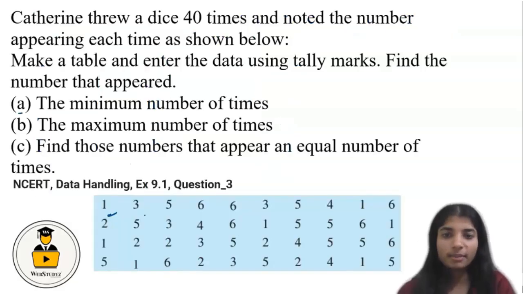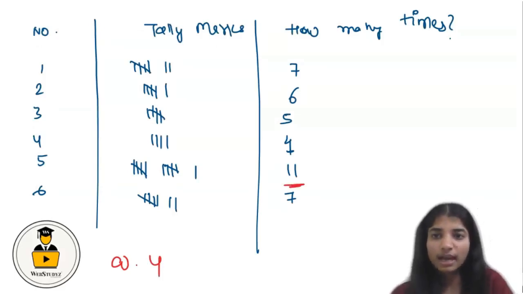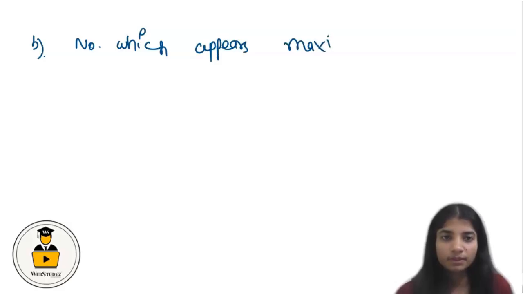Now in the second part, we have to find out the maximum number of times. If we notice in this table, the number which appears the maximum number of times is 5. So we can say that the answer to part B is 5.